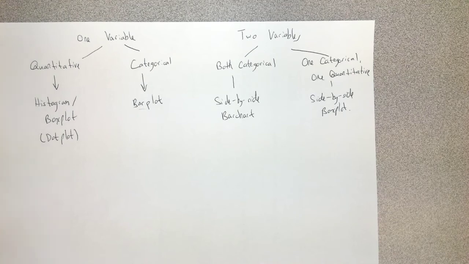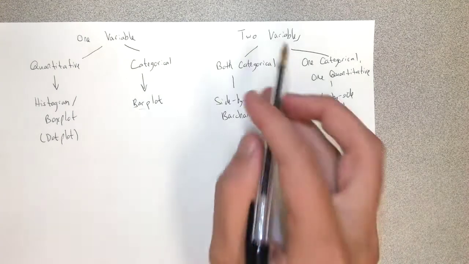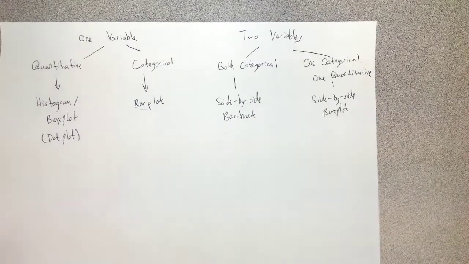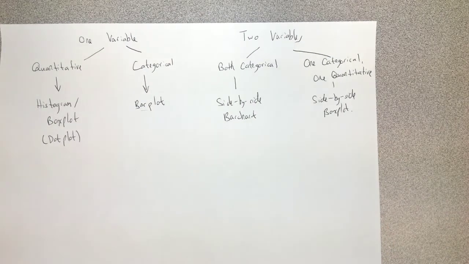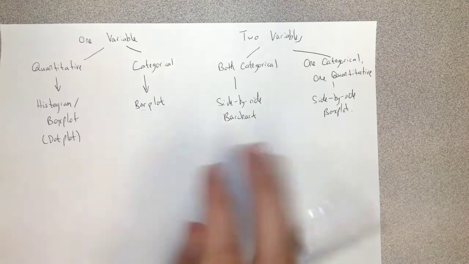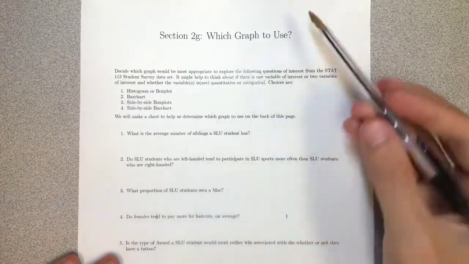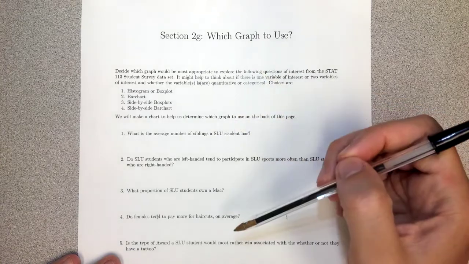The only setting we haven't covered is if both of the variables are quantitative. Then we would use a scatter plot, but we're going to save that until we talk about regression toward the end of the semester. All right, so this chart should help you answer these questions.